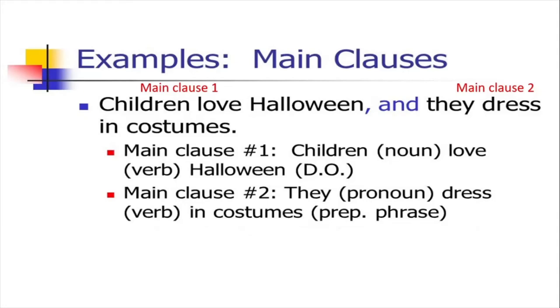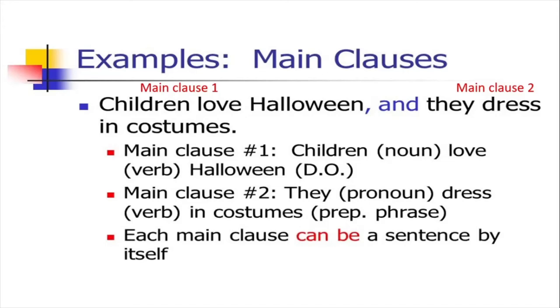So this is how we know how a main clause qualifies to be a main clause. What are the different things which are necessary to make a main clause a main clause? Okay, let us look at some more examples, but before that, each main clause can be a sentence by itself. I already told you that every main clause is a sentence by itself.